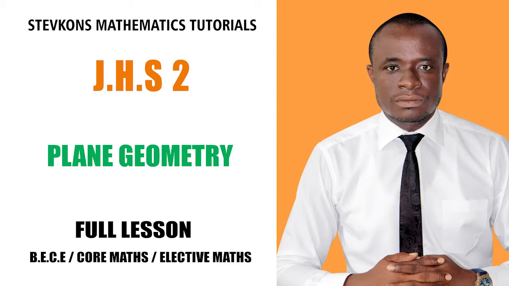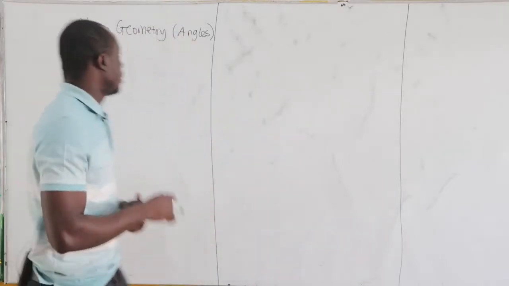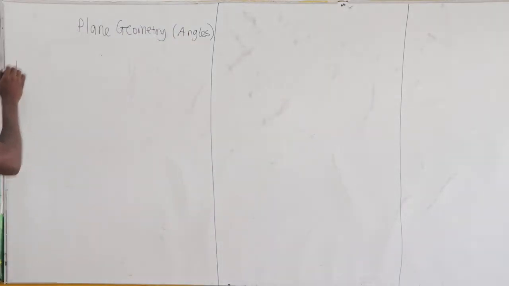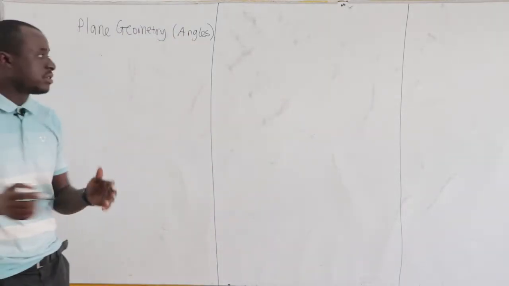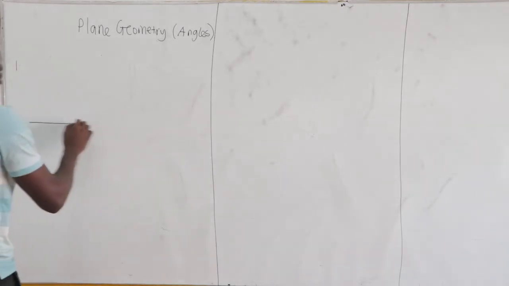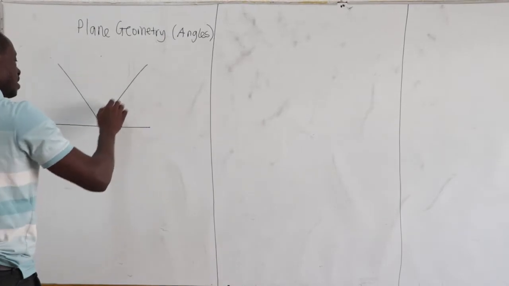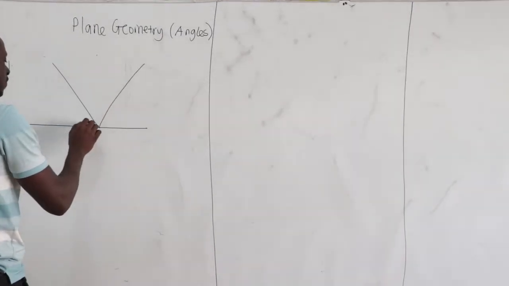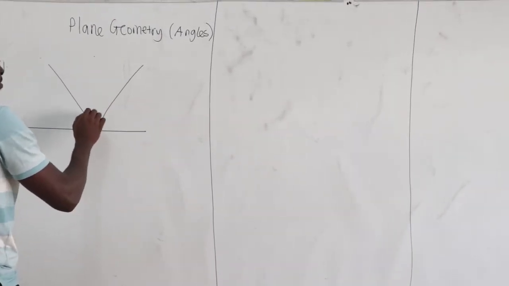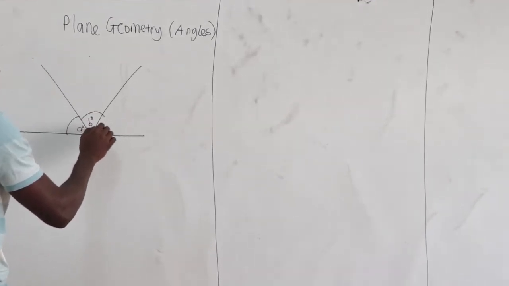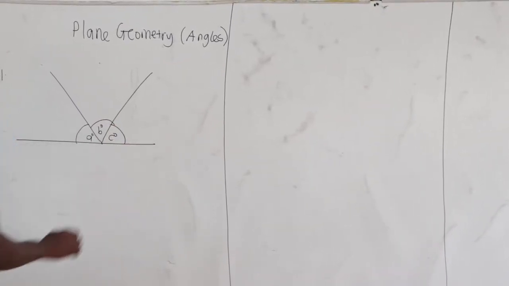Today we would like to look at plane geometry, and that is angles. The first thing we want to look at is the sum of angles on a straight line at a point. Suppose that we have a straight line, and at this particular point, this is A, the angle here is B, and then the angle here is C.